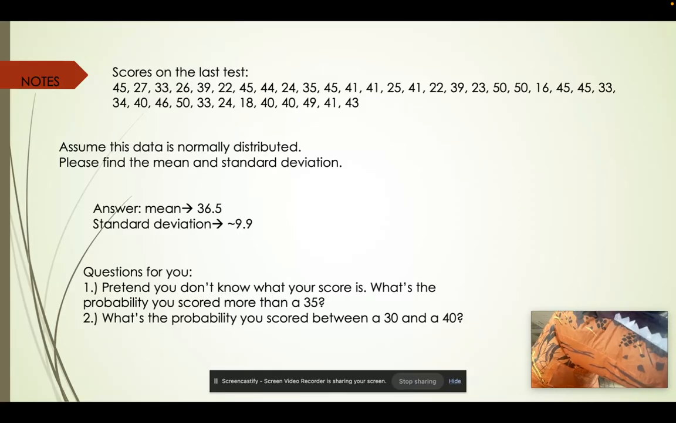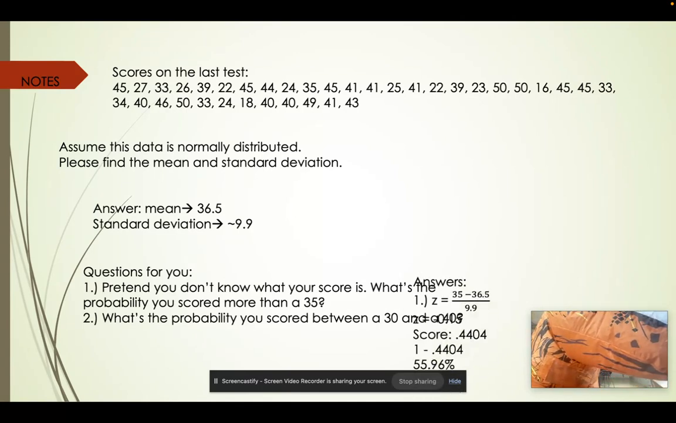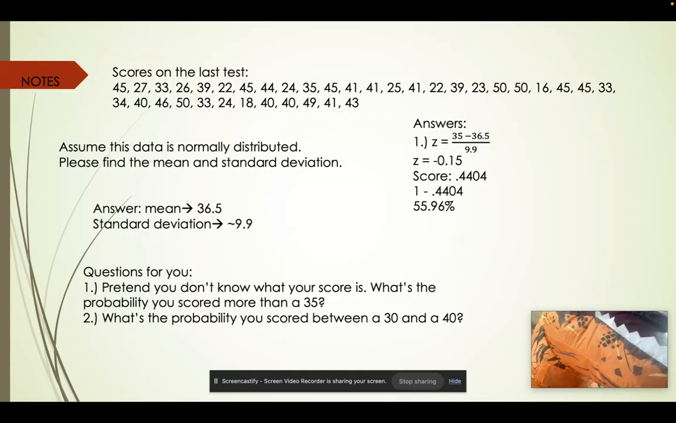Okay, so some questions for you. Pretend that you don't know what you got on the test and your teacher just kind of gives all the scores out. What's the probability you scored more than a 35? And what's the probability you scored between a 30 and a 40? So remember, for the first one, we'll use that z-score formula. We get negative 0.15. That's a score of 0.4404, but it's more than, so we're going to subtract from 1.